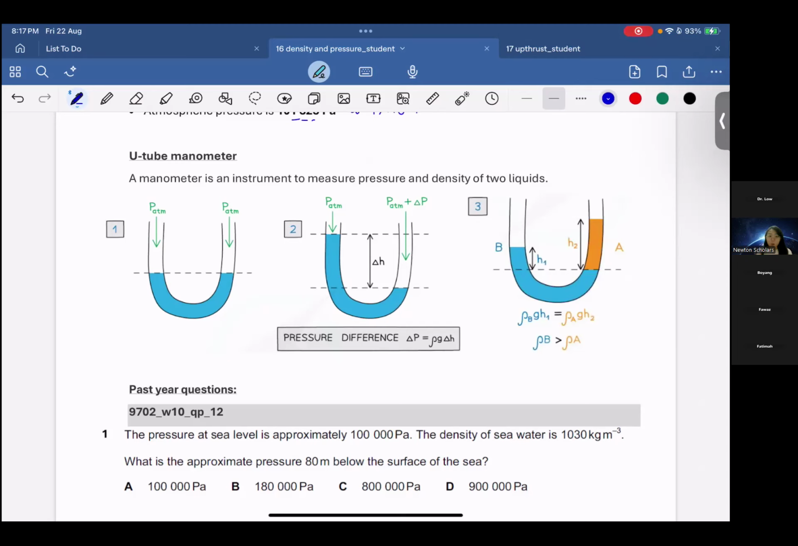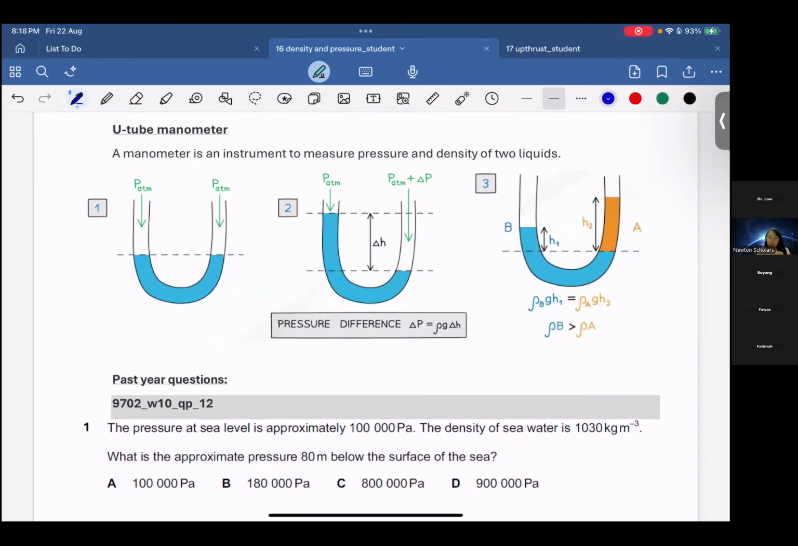This is called a manometer. It's used to measure pressure or measure the density of two liquids. So here you have to know that if the liquid has the same liquid level, it has the same pressure. Same liquid level, same pressure. Look at this point. The blue liquid is the same liquid, and they have the same liquid level. So let's say this is point B and point A. Point B equals point A. They are the same pressure.